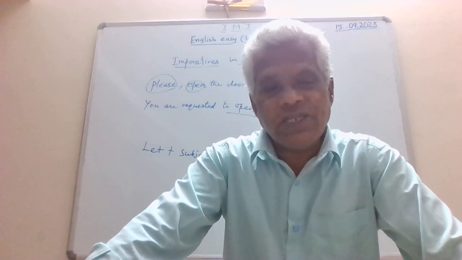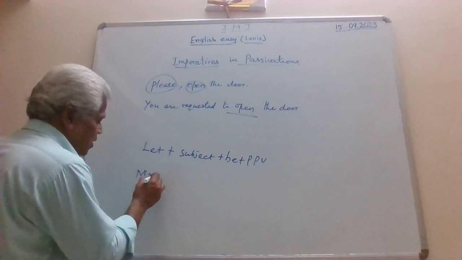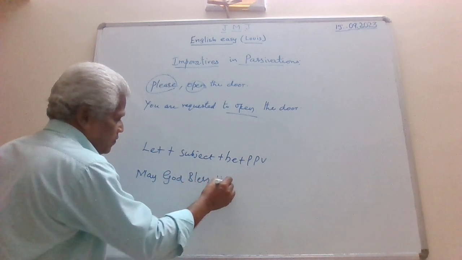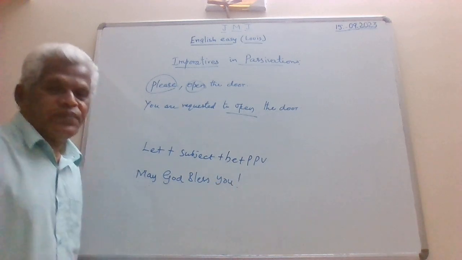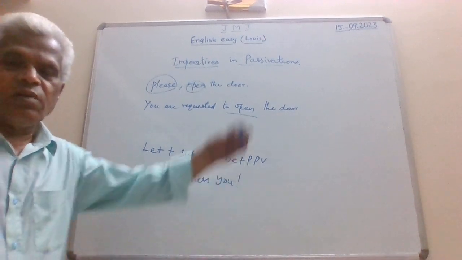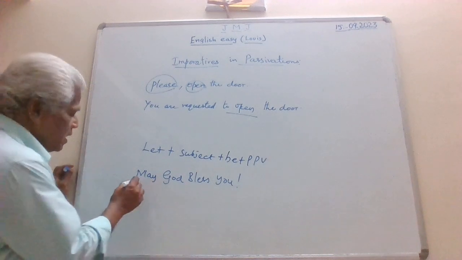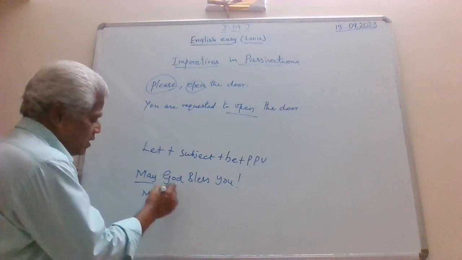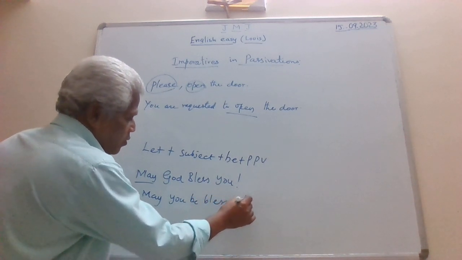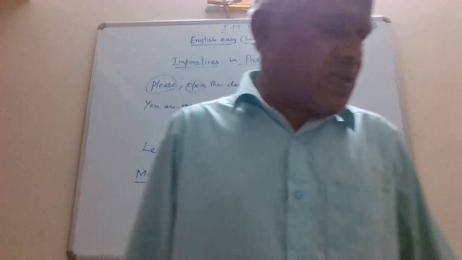What about may God bless you? With that, may God bless you. This is a wish here, of course. How can you change this into passive? May God bless you. Very simple. How is that? May, this is your auxiliary verb. May you be blessed by God. Okay? May you be blessed by God.